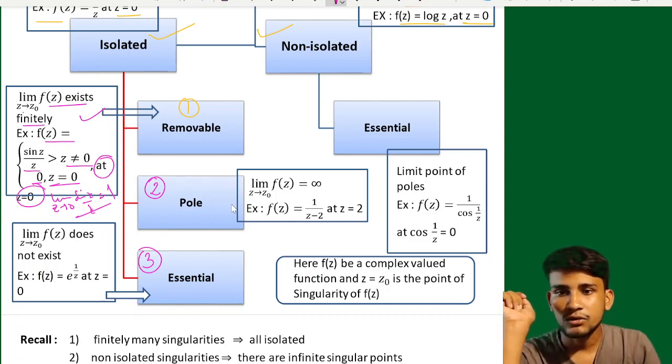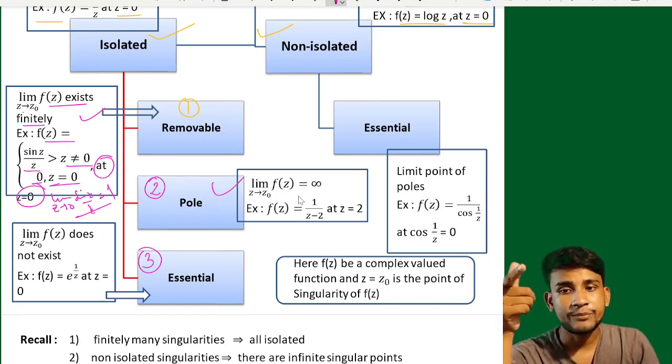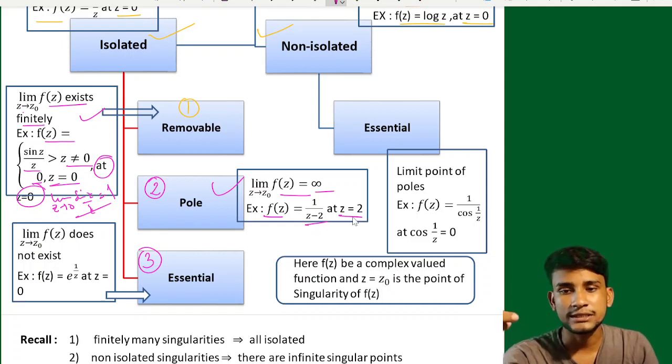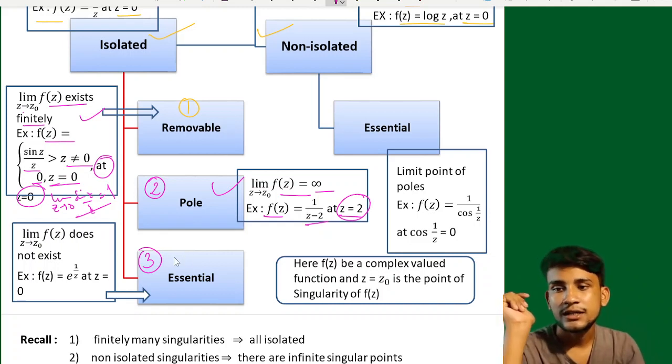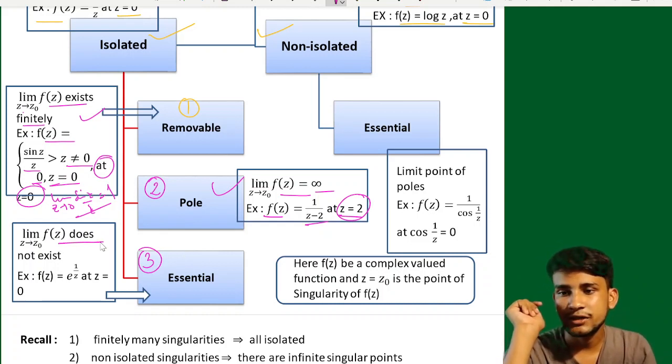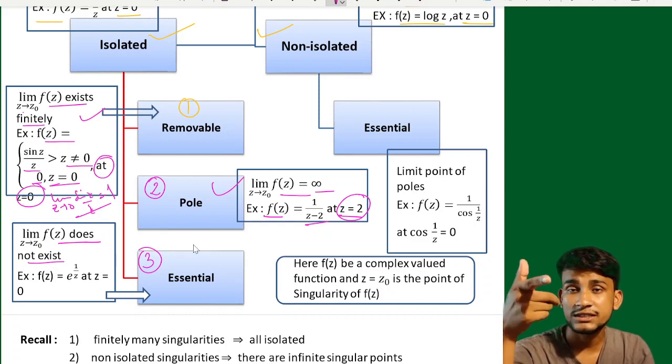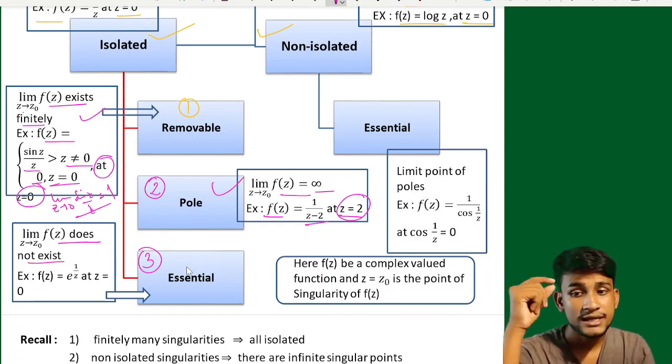Now the second one is pole. If limit z tends to z0 of f(z) equal to infinity, that means it exists infinitely. For example, f(z) equal to 1 by z minus 2 at z equal to 2, the singularity at z equal to 2 is a pole. The third one is if limit z tends to z0 of f(z) does not exist. This type is known as essential singularity.